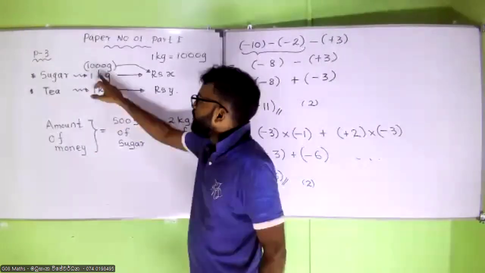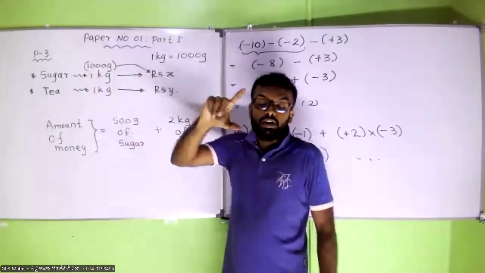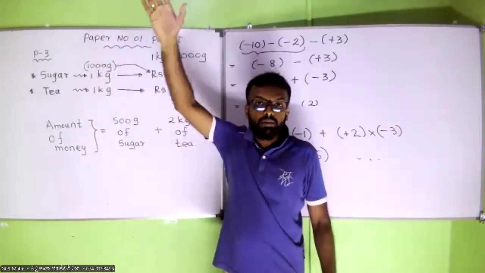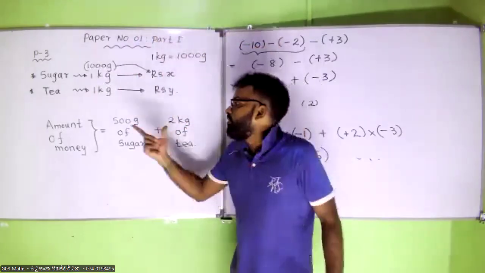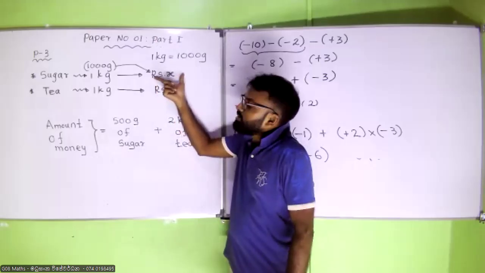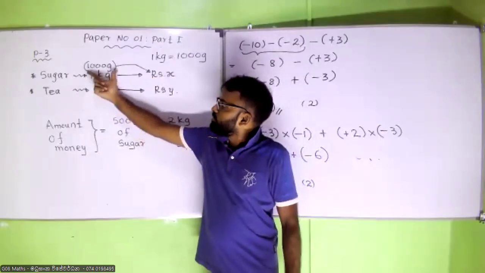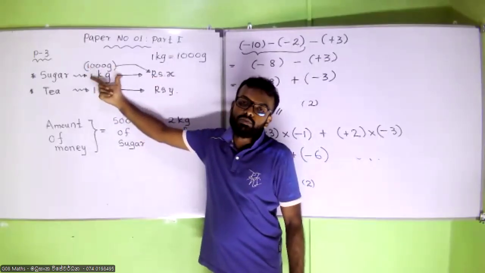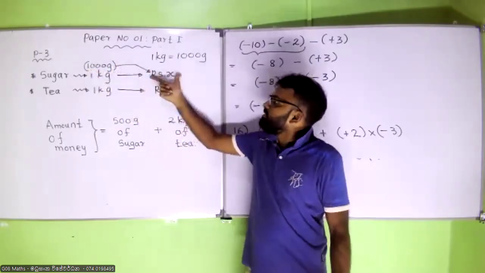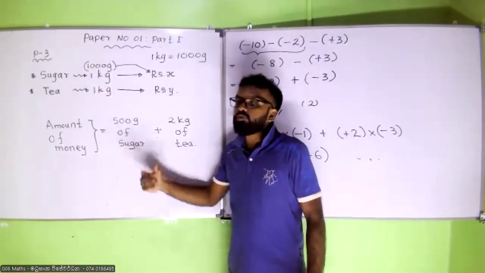We are going to divide this x by 2 because we need to obtain half of the price. 1 kilogram contains 1000 grams, but I need only 500 grams. So I am going to divide this x amount of money by 2, so that I will get 500 grams price. I am going to divide this 1000 gram by 2 and this x by 2 so that I will get the price of 500 gram of sugar.